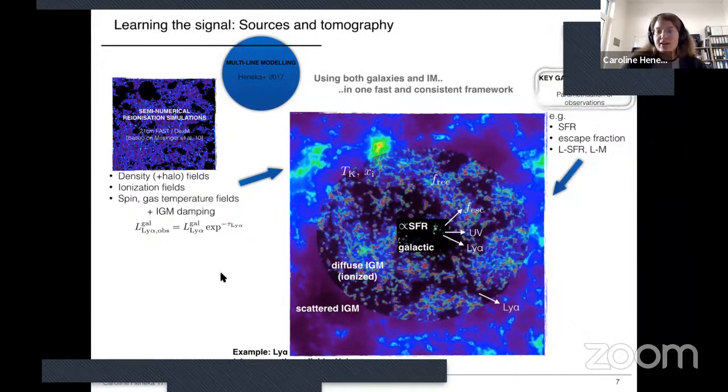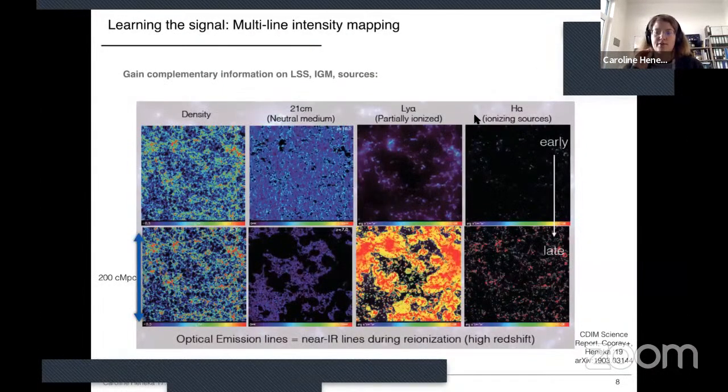But this can also be done for other lines and relatively fast still. Here I'm just showing another example, H alpha, that's even more dominated than Lyman alpha, which is more scattered, to the galactic contribution. We can already see in these images that there's a large variety and they're complementary to each other. They're very different in their fuzziness and their scales.